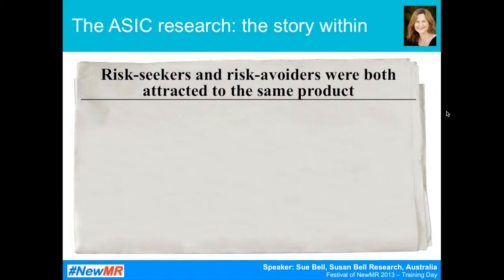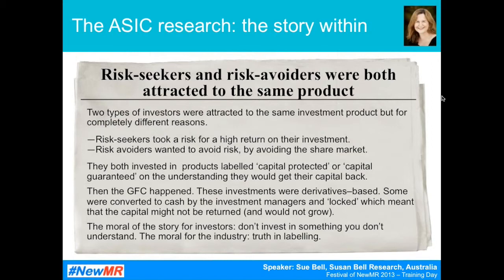This was the main finding of this report, the story, that risk seekers and risk avoiders, we're talking investors, were both attracted to the same product. Now that's the unusual thing, because usually that doesn't happen. So this is what happened in this case. 2 types of investors were attracted to the same investment product, but for completely different reasons. Risk seekers took a risk for a high return on their investment, and risk avoiders wanted to avoid risk by avoiding the share market. So they both invested in products labelled capital protected or capital guaranteed, on the understanding that they would get their capital back.